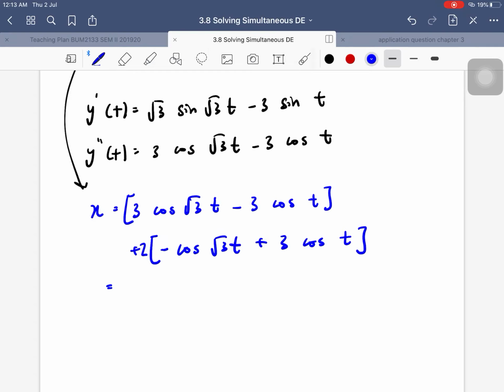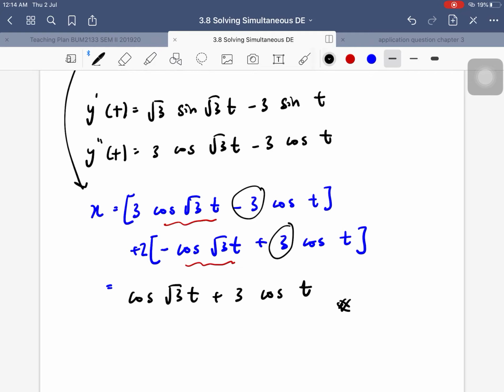Okay, so when I simplify, this 2 is in terms of cos of square root 3t, and this is going to be also cos of square root 3t, but I have 3 minus 2, that is going to equal 1, so therefore I'll have 1 cos of square root 3t, and here I have negative 3, and this is going to be a 6 minus 3, I'll end up with a 3 cos of t. So that is going to be my function x of t.